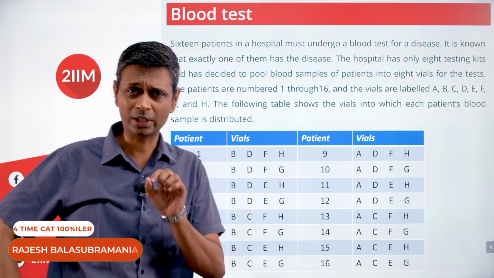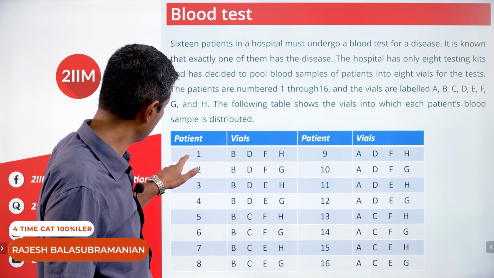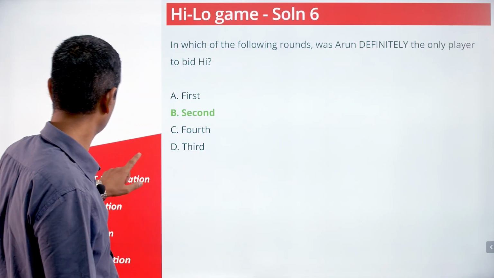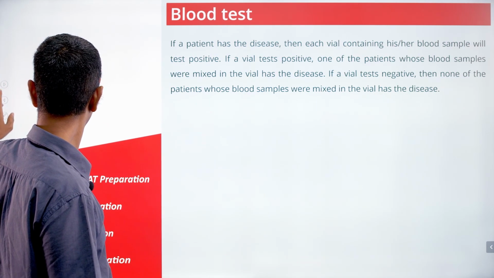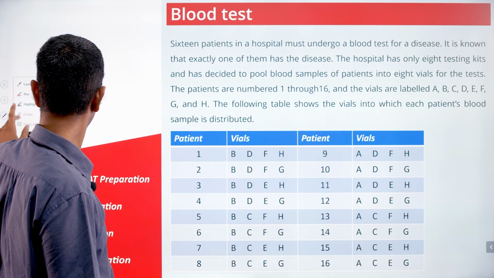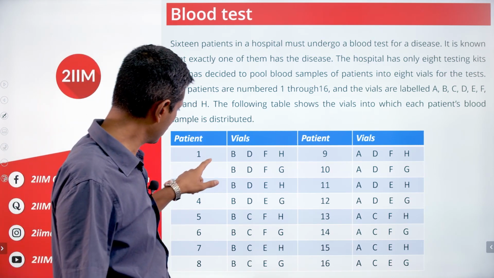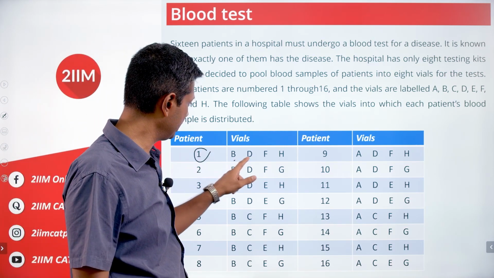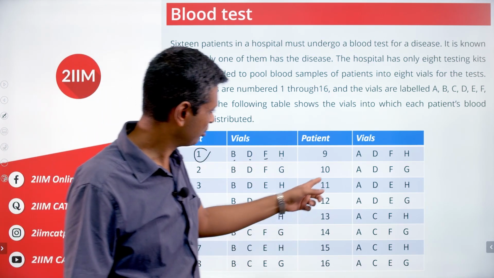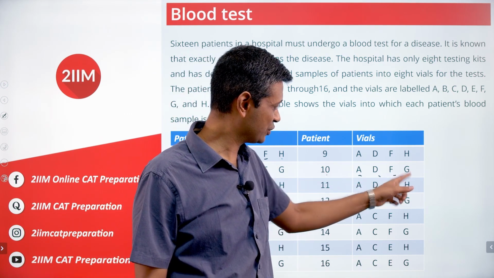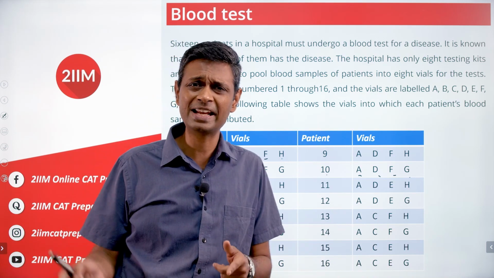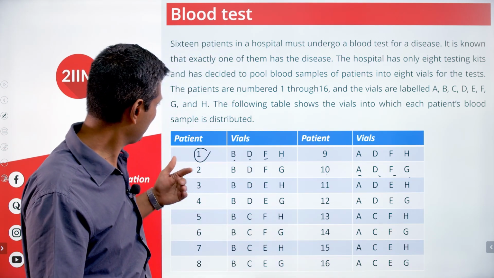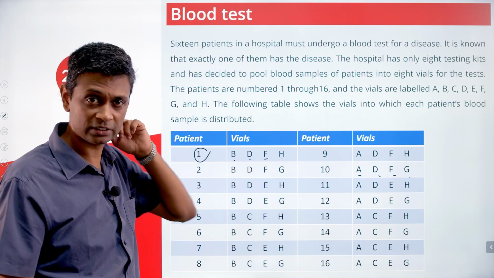It took me a while to understand this. So we take blood from patient number 1 and put it into vials B, D, F and H. Patient number 10, put it into A, D, F and G. And then distribute all of these, test those 8 vials. And so A, B, C, D, E, F, G, H are the vials.